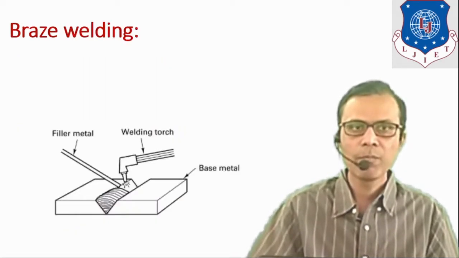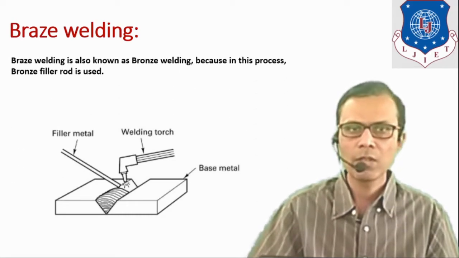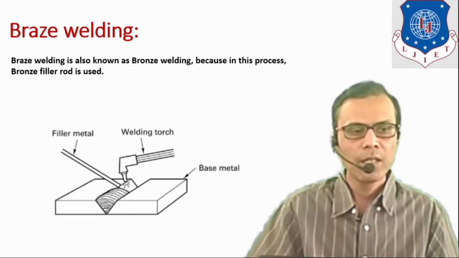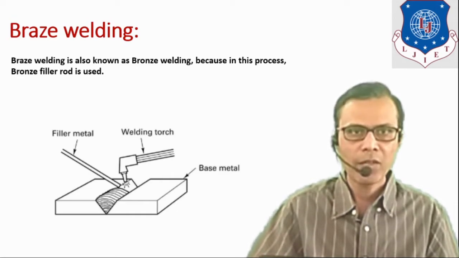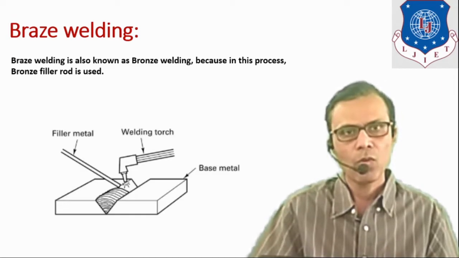Next type is braze welding. It is also known as bronze welding, as we are using bronze filler metal in this particular application. So comparatively it gives more strength to the joint.